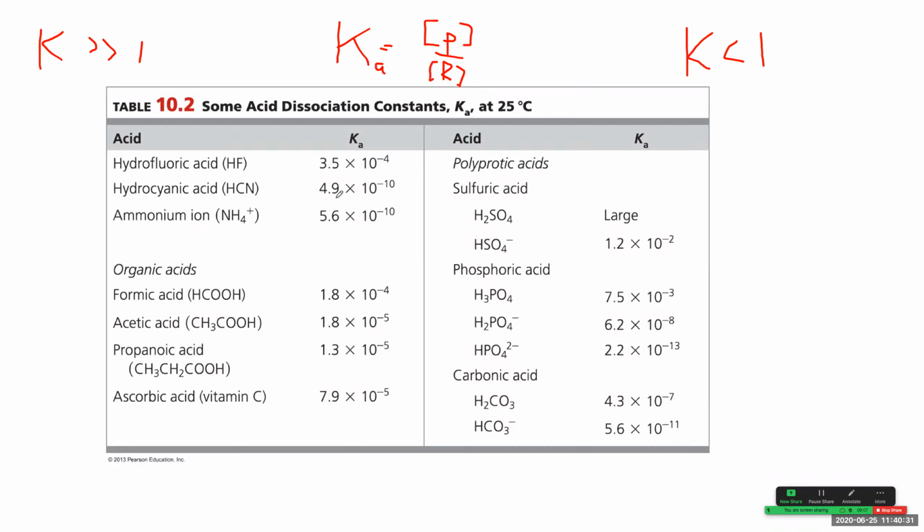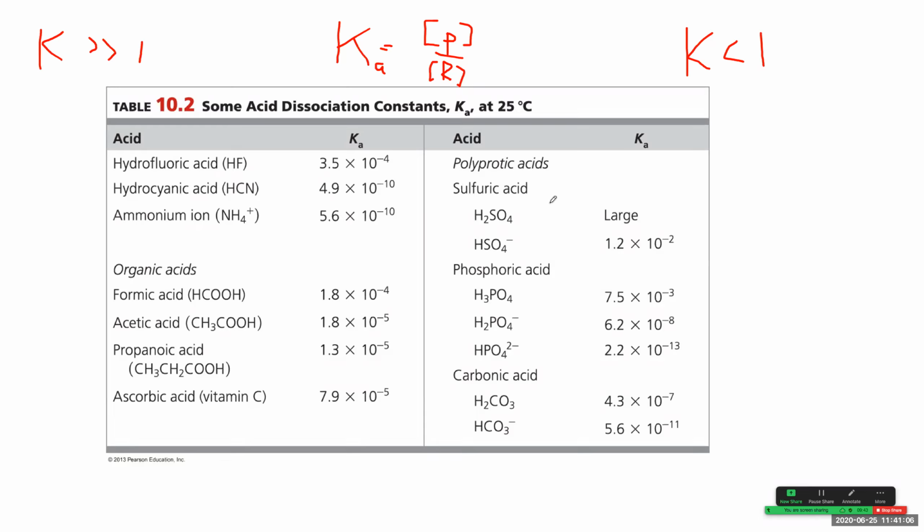These are pretty small numbers, 4.9 times 10 to the minus 10th. Hydrocyanic acid is a very weak acid. There are some other acids, 1.8 times 10 to the minus 4, 1.8 times 10 to the minus 5. These are all weak acids. The larger the Ka, as I said, the stronger the acid. So if you look at this table, the strongest acid is hydrofluoric acid. The weakest acid looks to be hydrocyanic acid. That has the smallest Ka.